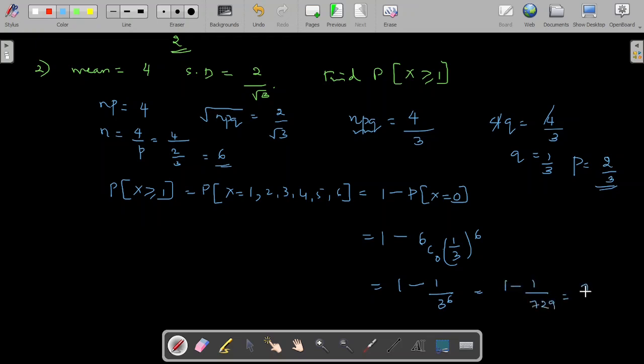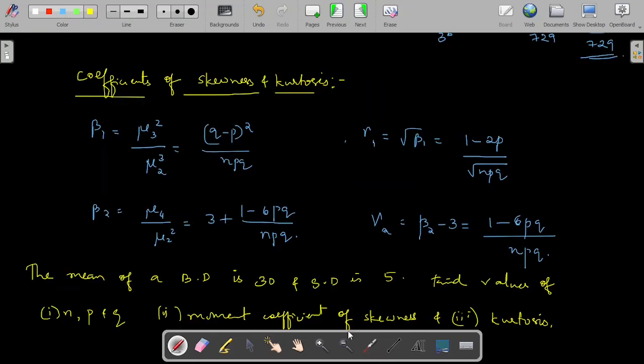So this is equal to 728 by 729. So this is the probability of x greater than or equal to 1. Now see coefficients of skewness and kurtosis.